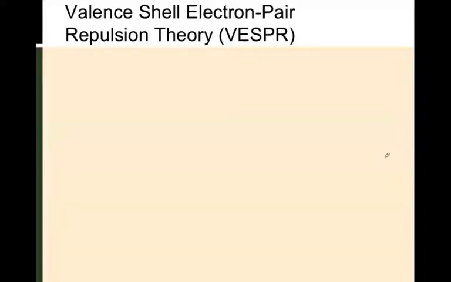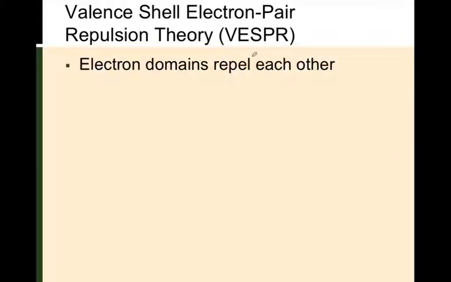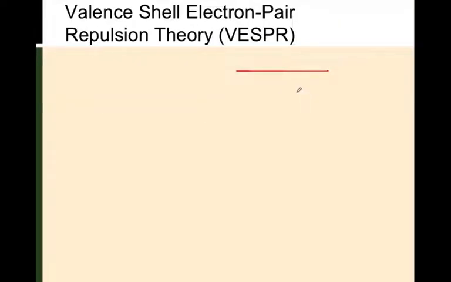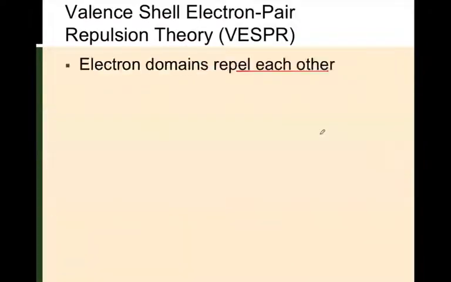So valence shell electron pair repulsion theory is lone pair, lone pair, lone pair, bond pair, bond pair, bond pair repulsion. So the electron domains repel each other. They don't like to be near each other. Electrons of the same spin will repel each other. So the space between electron domains is maximized. So that's how we end up with these shapes.